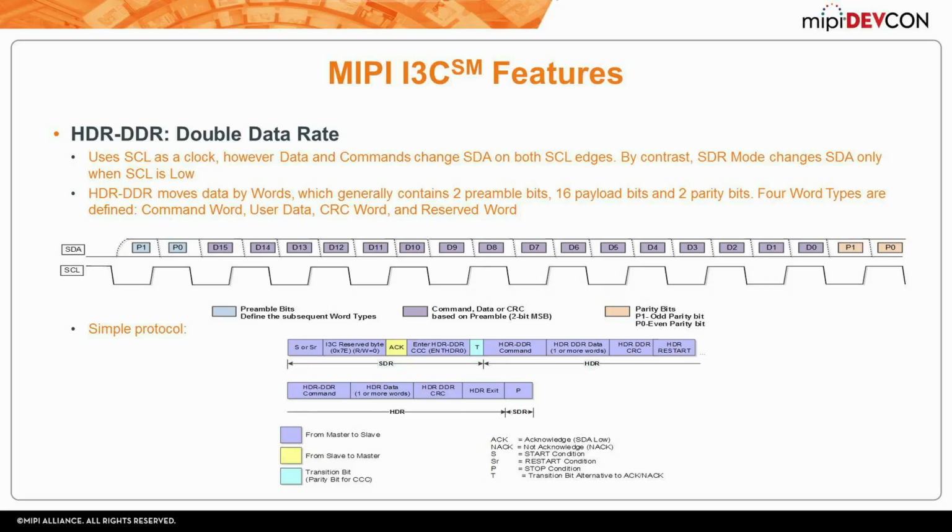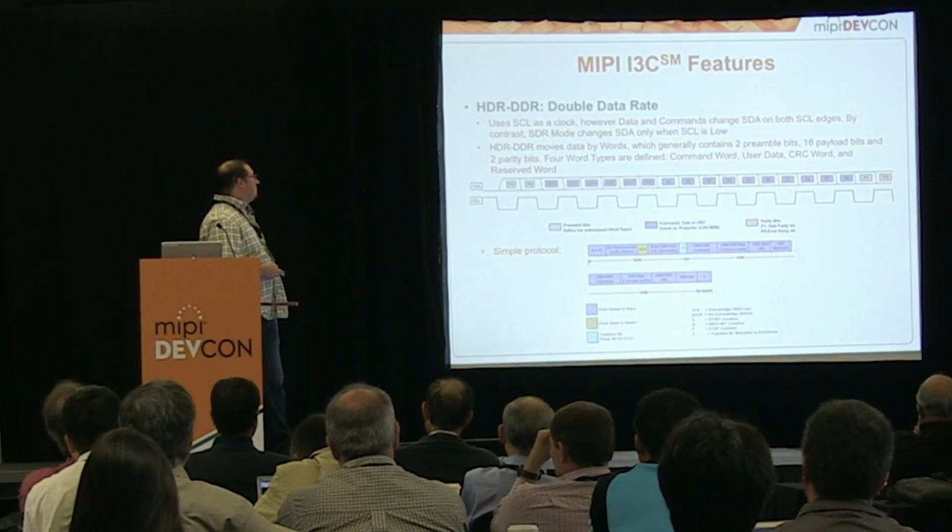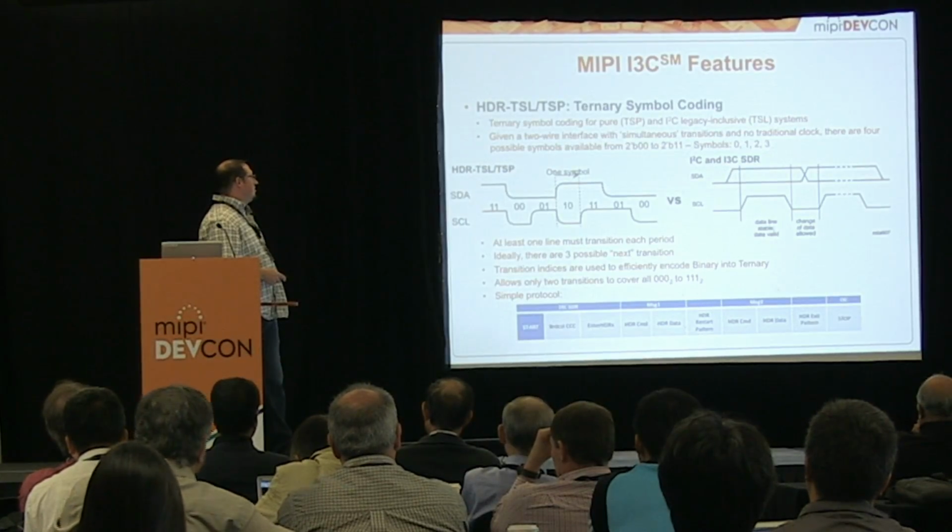So double data rate, pretty straightforward. So if standard I3C and I2C is clocking data in on the rising edge, transitioning on the falling edge, let's just clock data in on rising and falling edge. And so we define that in great detail, as well as the protocol frame for that. So you'll see that in the specification.